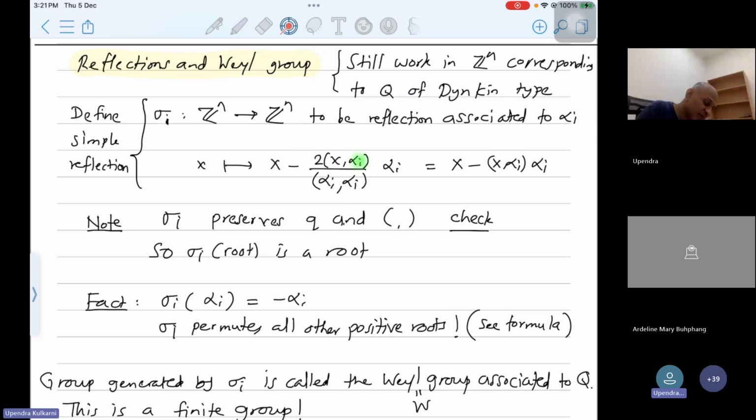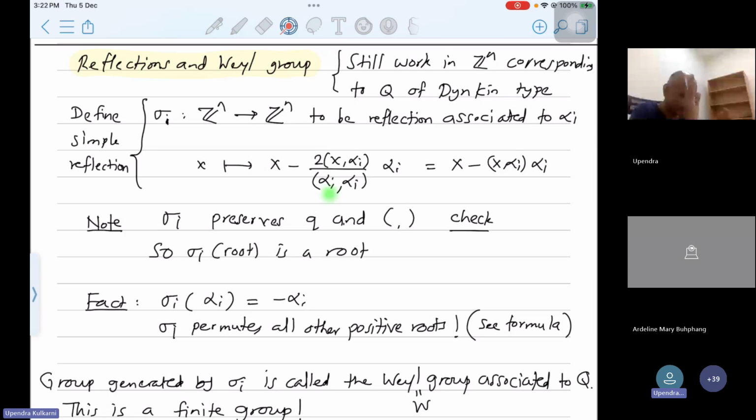So if x is perpendicular to alpha, now I can really start using perpendicularity language, right? And angles, because this is an inner product. If x is perpendicular to alpha, then this term just dies, so x goes to itself. And where does alpha_i go? Alpha_i goes to alpha_i minus this quantity. This quantity just becomes 2 because alpha_i will cancel out with itself. So alpha_i minus 2 alpha_i. So this sends alpha_i to minus alpha_i, and everything perpendicular to alpha_i stays fixed.